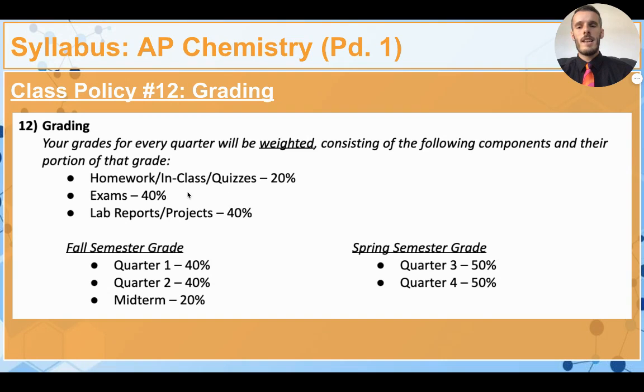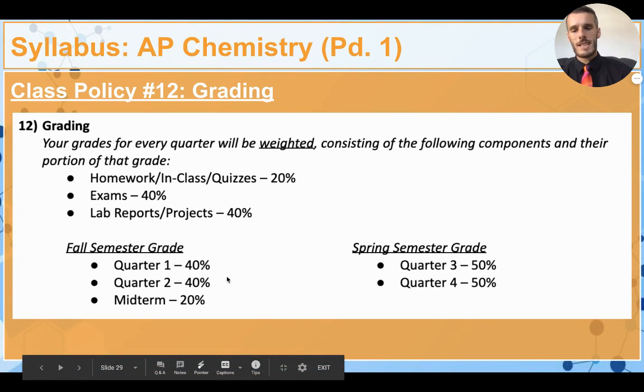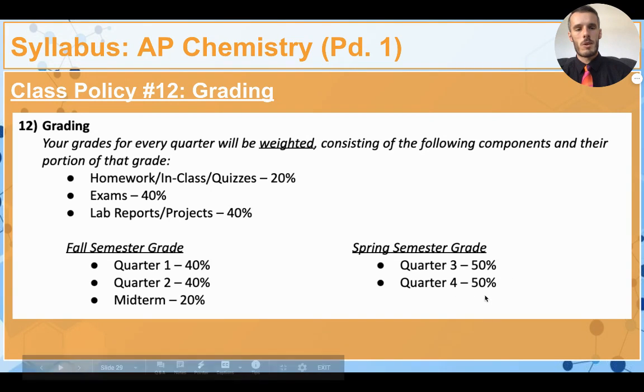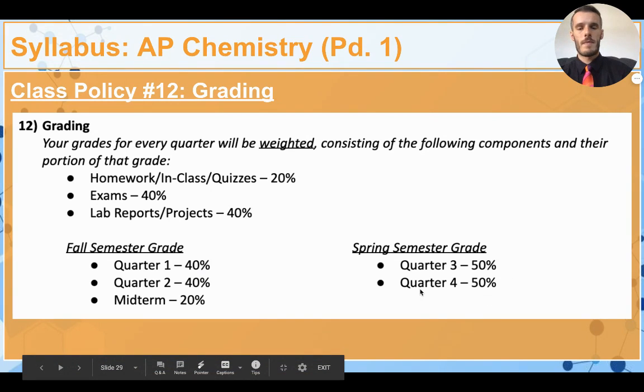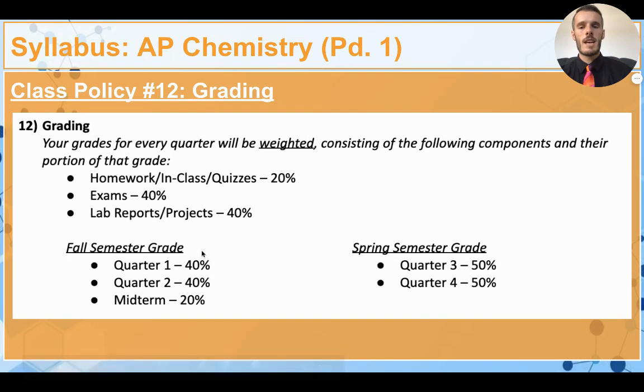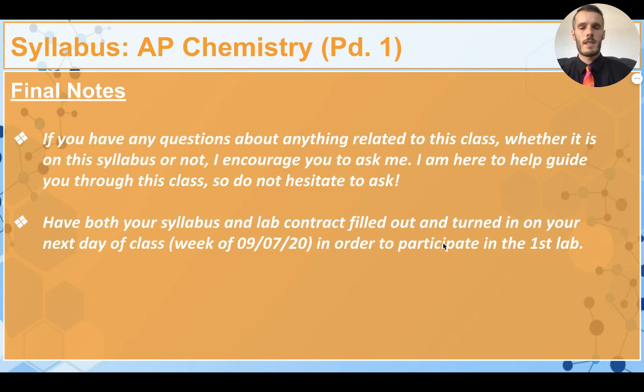Grading is weighted, so all homework and in-class stuff is worth 20%. Quizzes should be down here with the exams, but that's 40%. And then lab reports and projects are 40%. Your fall semester grade breakdown is like that. Spring semester grade is broken down like that because you have no final. And just know that your yearly is half of your fall semester and half of your spring semester combined.